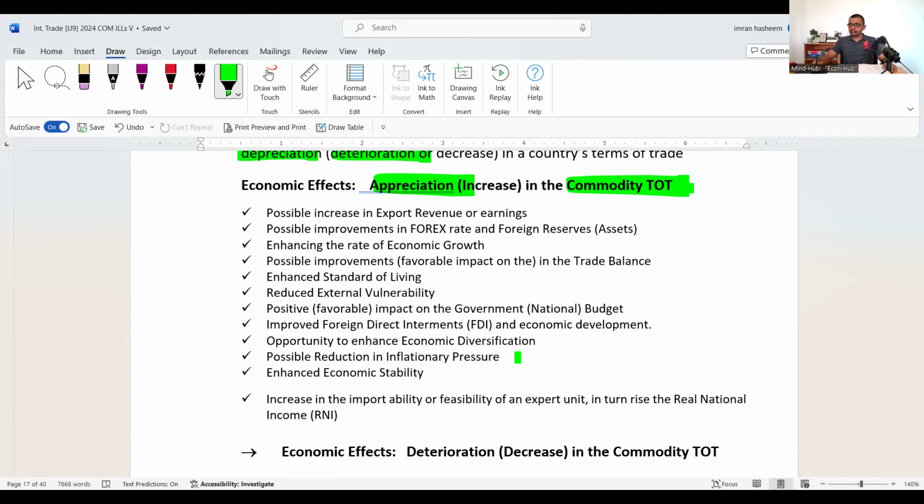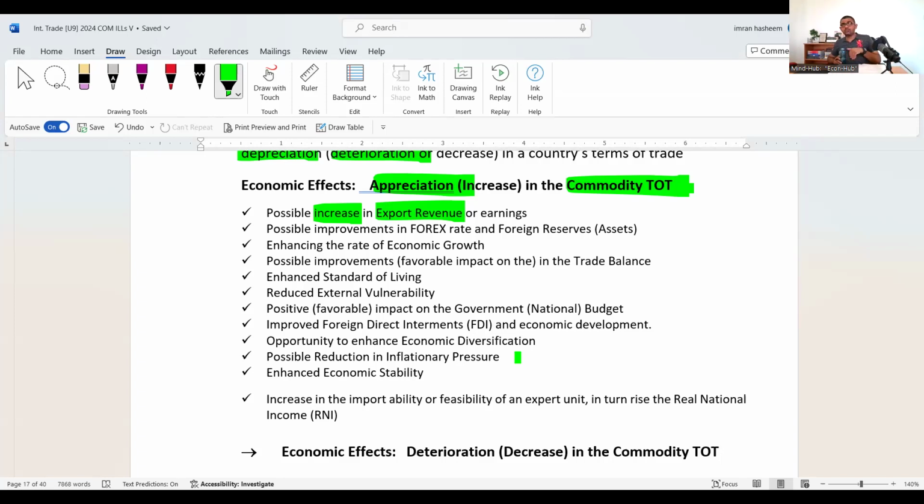Possible increase in export revenue. Why? Or earnings. Why use the word possible? Why can't we just say increase? Because revenue or earning is a value judgment, values. Value is price times quantity. Import price index, export price index is only about price.